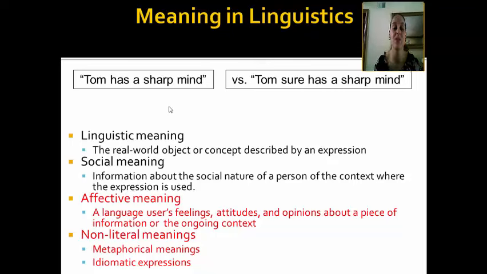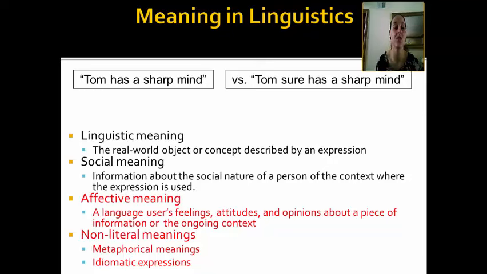What social meaning can we derive from the second sentence? What can you tell me about the person who uttered that sentence? We can tell that perhaps the first one was maybe said in a more formal context. The second one was more informal. We can also tell that the first one is stated in a standard dialect, whereas the second one might be coming from somebody who speaks a southern US dialect, right? Because that "sure" right there tips us off to that. And as I said before, that second sentence, Tom sure has a sharp mind, seems to be in a more informal setting, perhaps surrounded by friends.